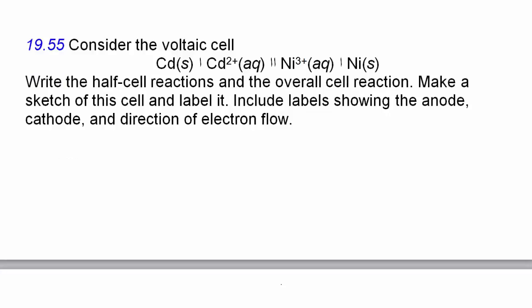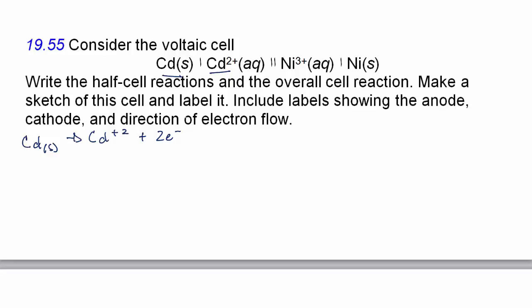Consider the voltaic cell. Write the half-cell reactions and the overall cell reaction. Make a sketch and label it. Okay, so let's write the half reactions first. We have cadmium solid going to cadmium plus 2. How do you balance it? Just put 2 electrons over here. So we have the same charge on both sides.